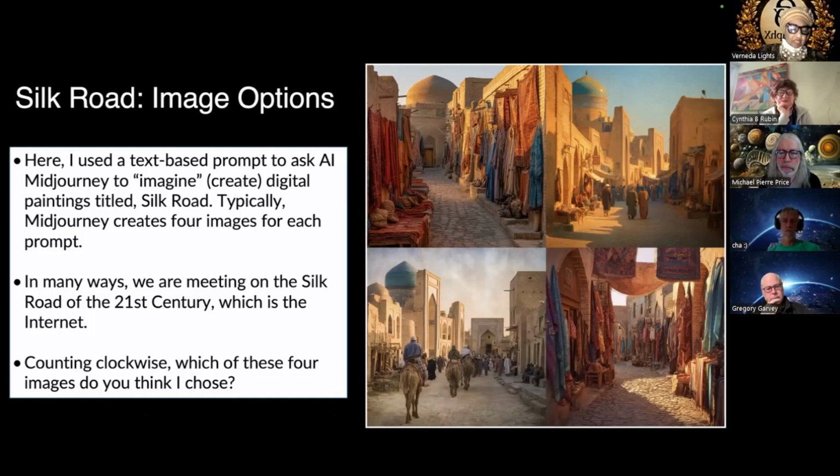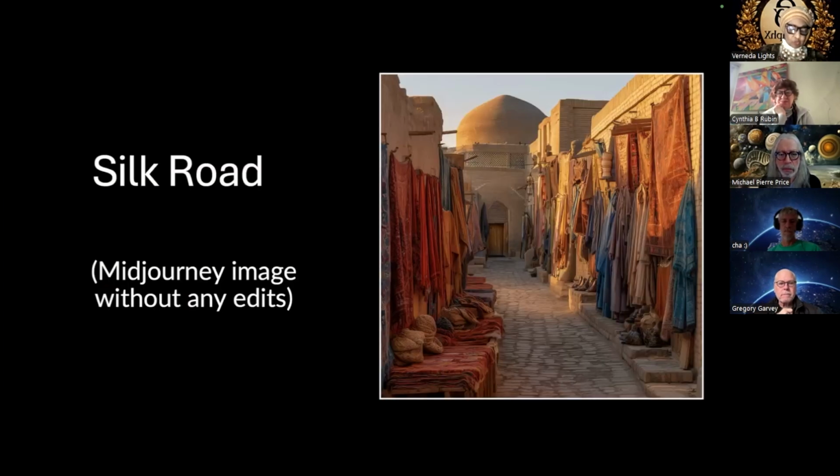In a way, today we are also meeting on a new Silk Road, the internet, where ideas travel instead of caravans. Looking at the four images, which one would you choose? This is the Silk Road image that I chose. I wanted the scene to feel timeless, so I checked for modern details like zippers, high heels, or handbags. The colors also felt muted and the light a bit ordinary, so I refined them in Photoshop and Lightroom.